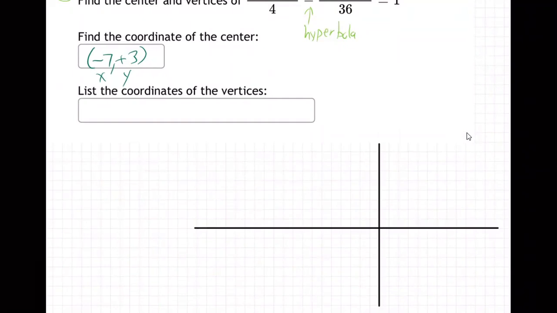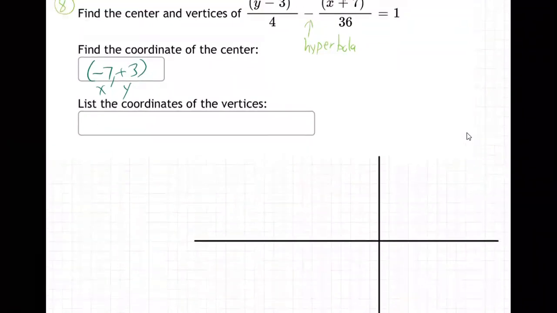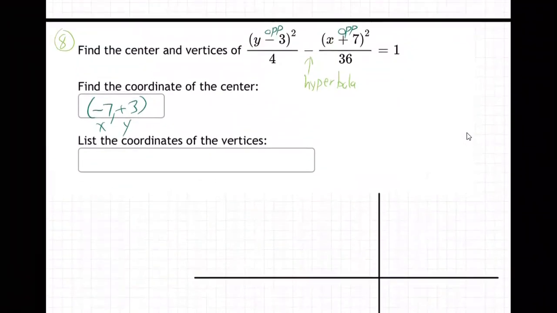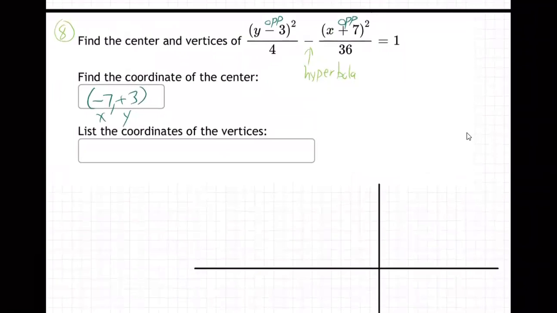Okay, so let's graph this thing. And the center, first off, is back 7, up 3. So let's find that. Back 7: 1, 2, 3, 4, 5, 6, 7. Back 7, up 1, 2, 3, up 3. Right there. So there's the center of the hyperbola right there.